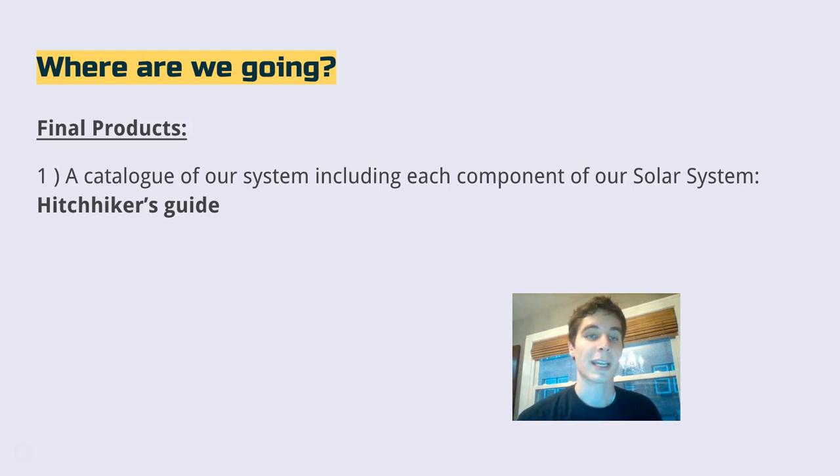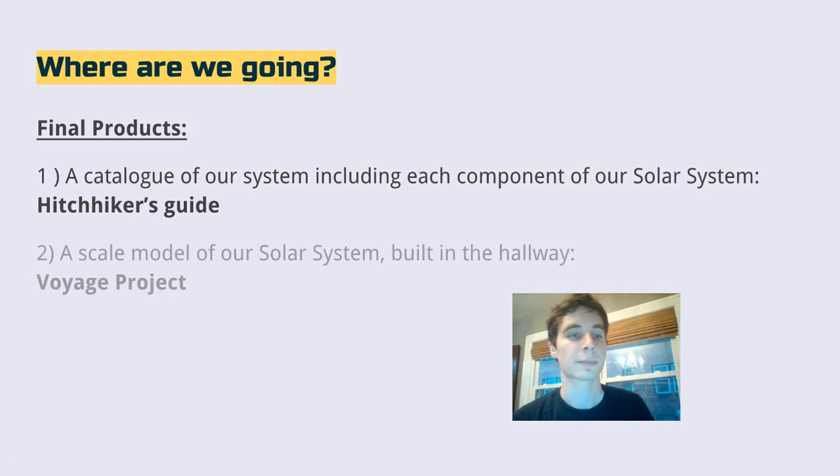We're going to create a catalog of our solar system in the form of a Hitchhiker's Guide. Hitchhiker's Guide to the Galaxy is a famous sci-fi series. I'm just kind of ripping that off. We're going to make a little booklet that's going to catalog different elements of our solar system. Everyone will be doing this as we go along. It'll be a way for us to keep notes on the information that we're gathering.